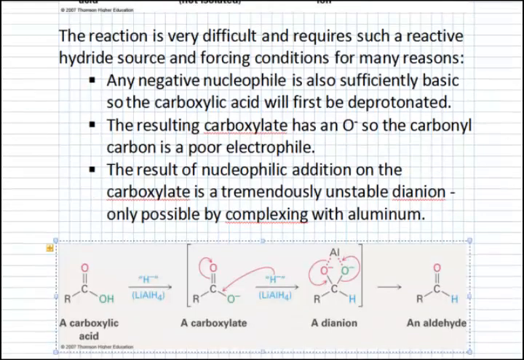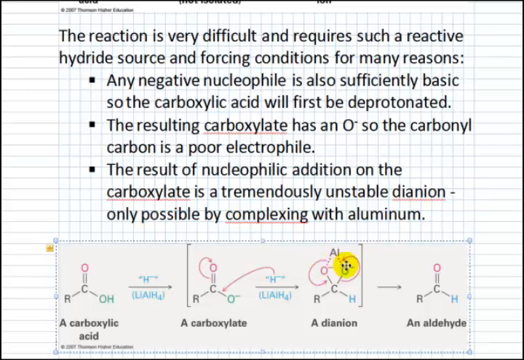So let's look at our mechanism down here. Here's our carboxylic acid. H minus deprotonates, making just H2 gas. So we have a carboxylate ion. It has an O minus. So that carbon is actually not very electrophilic. It's not very C+. So we have to have H-, which is a very powerful nucleophile, adding to there. And look at what we get as a result. We have two O-. It's a dianion. It's a very unstable dianion, and it's only possible because we also have aluminum in this mixture here.